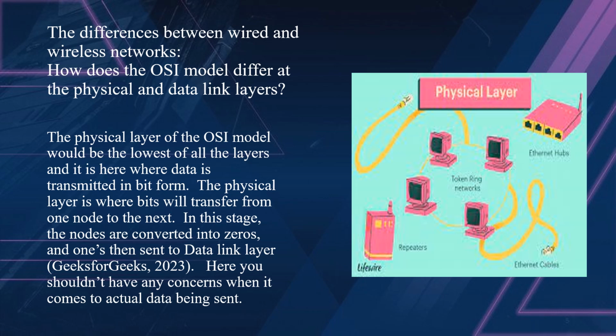The physical layer of the OSI model would be the lowest of all the layers, and it is here where data is transmitted in bit form. The physical layer is where bits will transfer from one node to the next. In this stage, the nodes are converted into zeros and ones, then sent to the data link layer. Here you shouldn't have any concerns when it comes to actual data being sent.